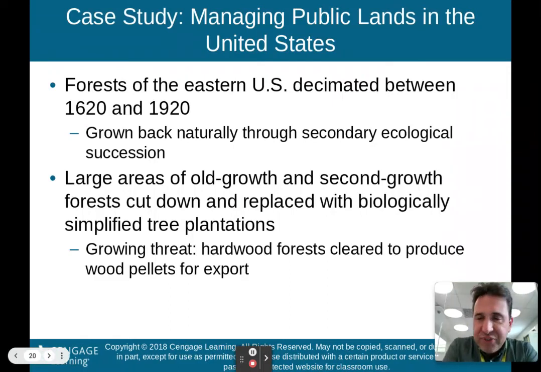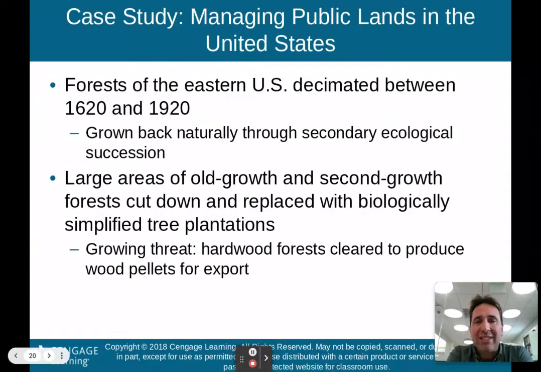So that moves us into a core case study, managing public lands in the United States. Forests in the eastern U.S. were decimated between 1620 and 1920, so for about 300 years. Many, though, have now grown back naturally through secondary ecological succession in the past 100 years or so. We spoke about that a little bit earlier.